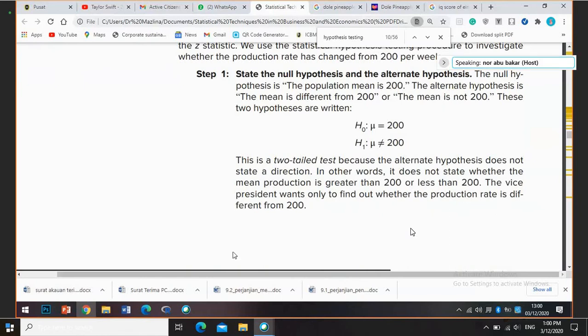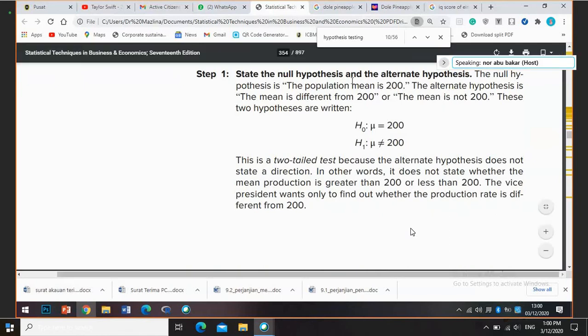Okay, so the first step is to state null and alternate hypothesis. So in this case, ini kita introduce mungkin perkara baru bagi a lot of you. Okay, we're going to state H0 and H1.